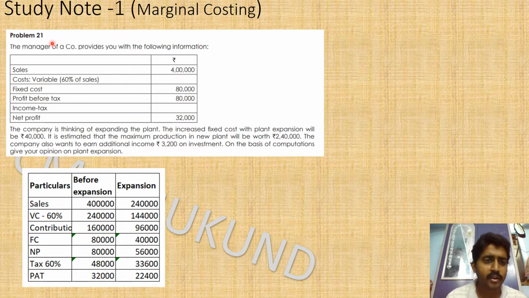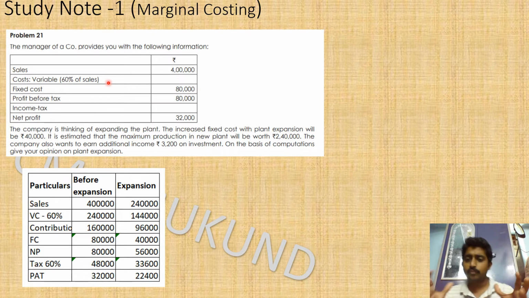Problem number 21. The manager of a company provides you with the following information. Sales is 4 lakh. Cost is given as variable cost 60% of sales. This type of information we have already read in one of the questions. If variable cost is 60% of sales, what is the remaining 40% of sales? It's going to be the contribution, and that 40% of sales, which is the contribution, is otherwise called the PV ratio.